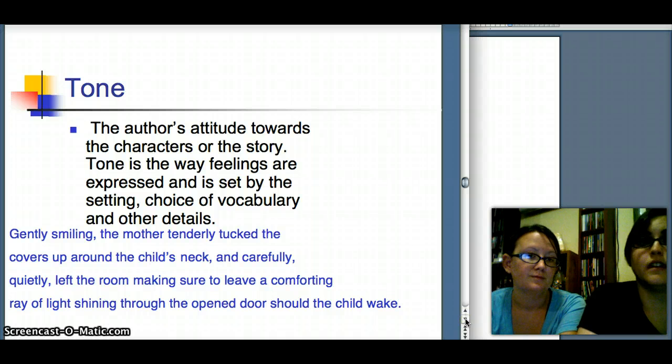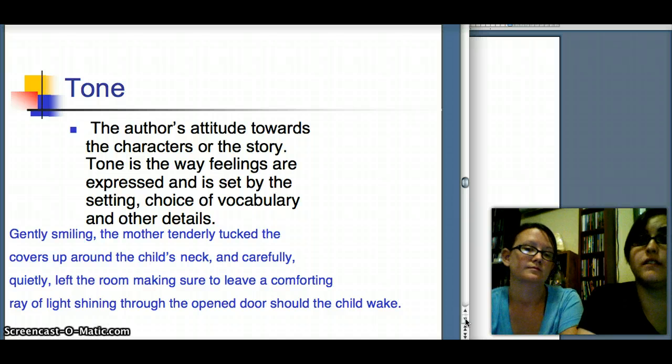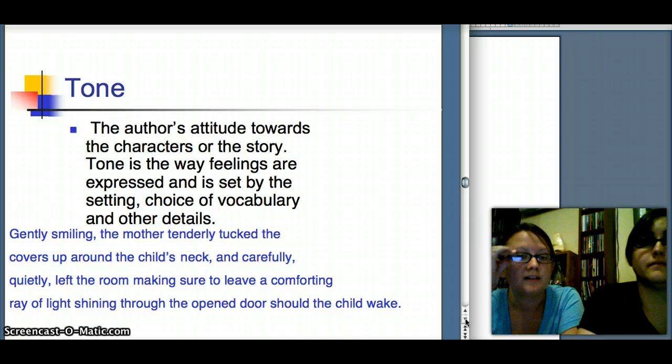Tone. All right, so basically tone is the author's attitude towards the characters. And it's the way feelings are expressed, and they are set by the setting, the vocabulary, and other details that help you to understand. "Gently smiling, the mother tenderly tucked the covers up around the child's neck and carefully, quietly left the room, making sure to leave a comforting ray of light shining through the open door should the child awake." All right, this tone is very loving and nurturing, and we can tell by the words the author used.